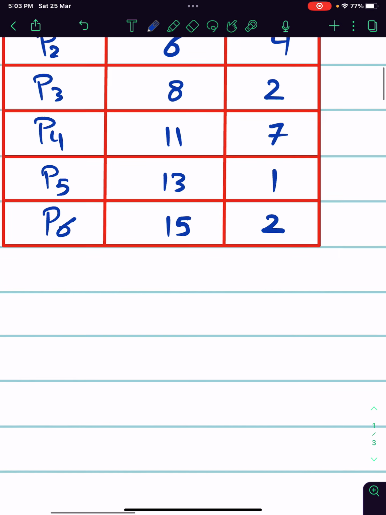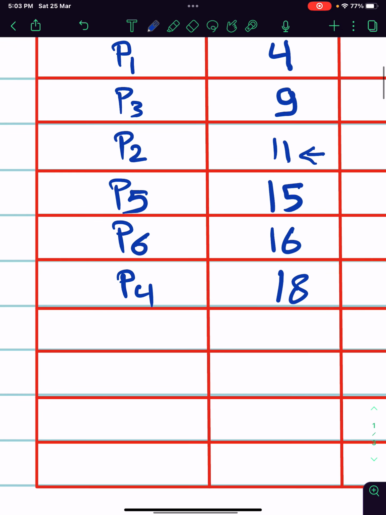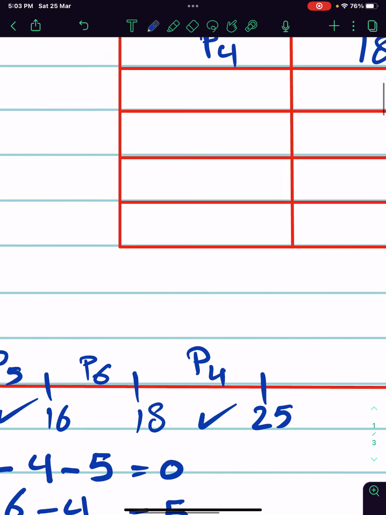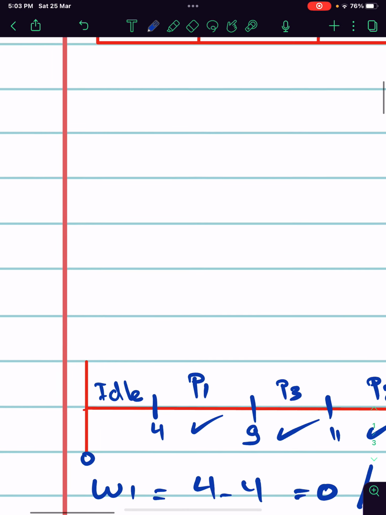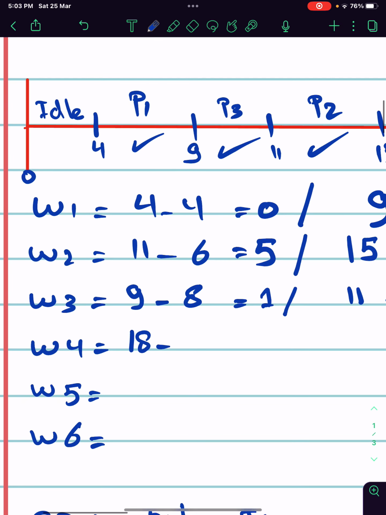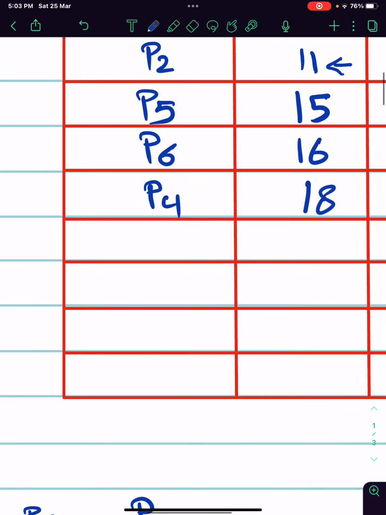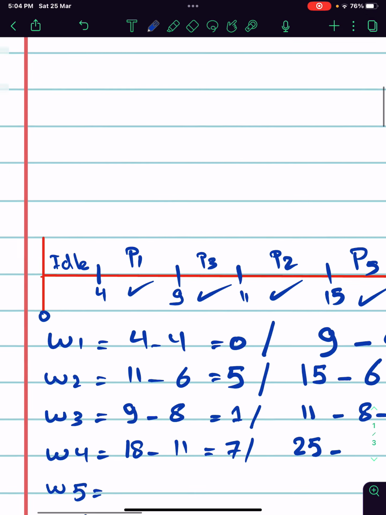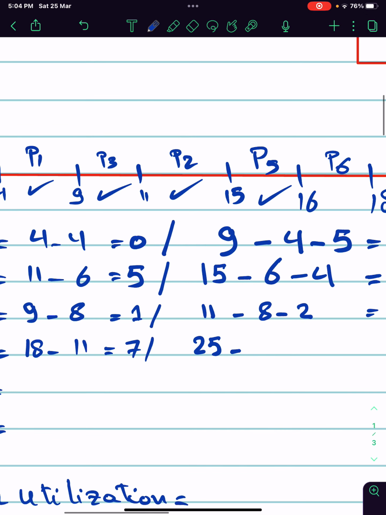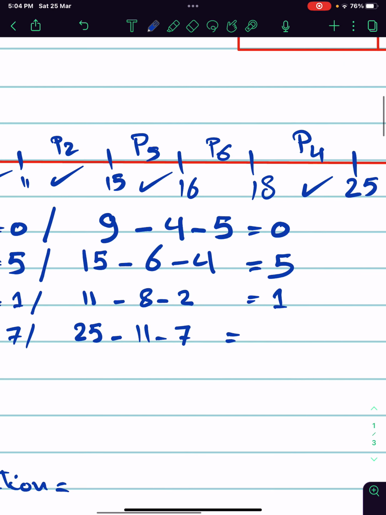W4, so for process 4. Process 4 started at time 18. It arrived at time 11. So the waiting time here is 7. Let's apply the other equation. P4 finished at time 25 and arrived at time 11, and the burst is 7, so the waiting is 7.